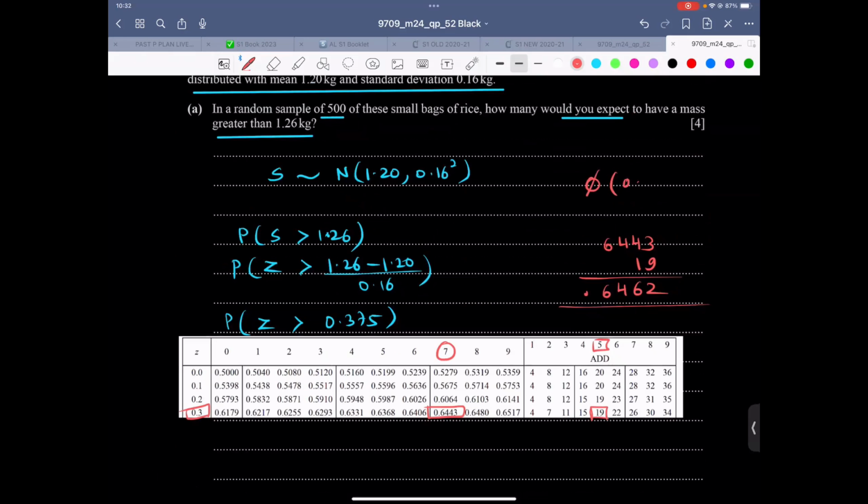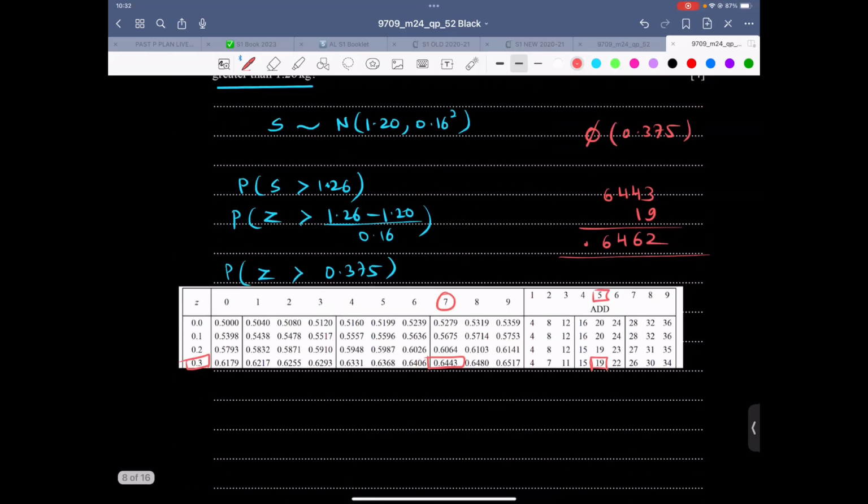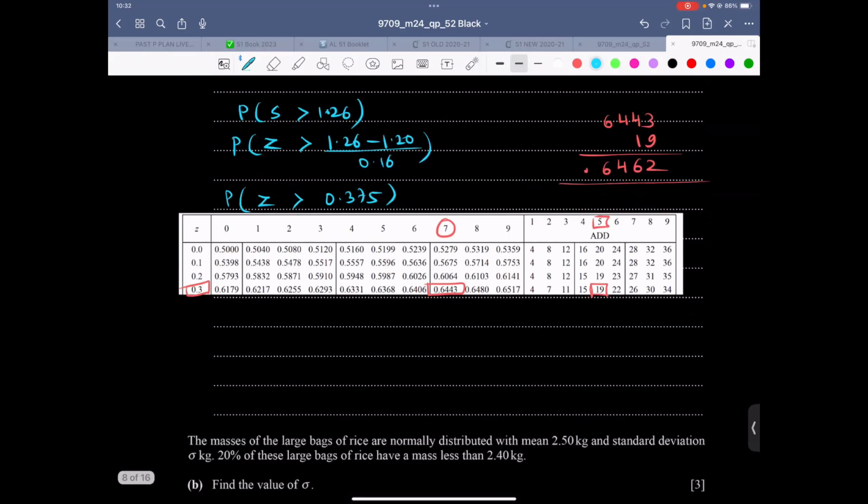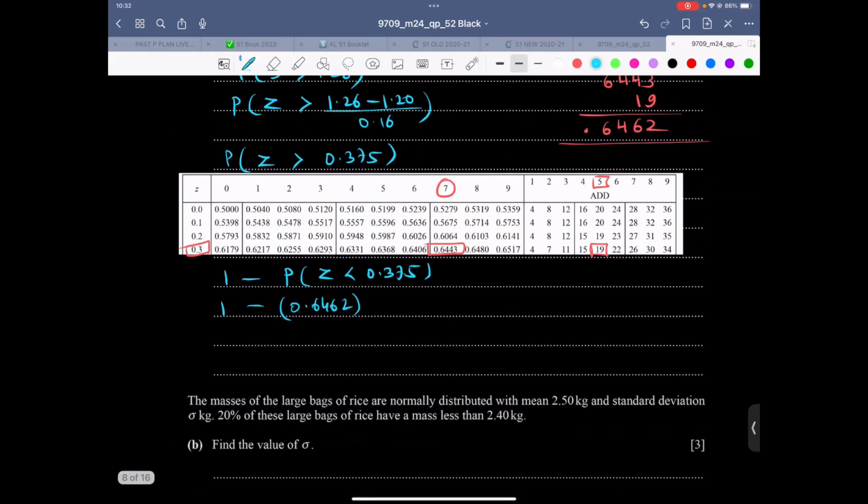This is phi of 0.375, but don't forget the rule. The rule is what? This is 1 minus probability z is lesser than 0.375. This is 1 minus 0.6462. Now do the subtraction, and this answer comes out to be 0.3538. Just wait a minute.